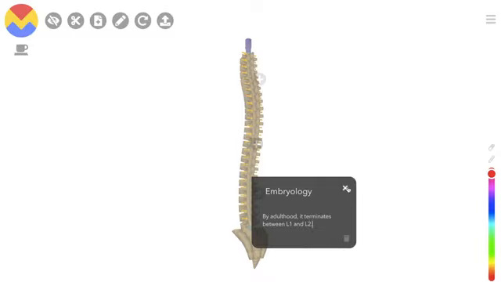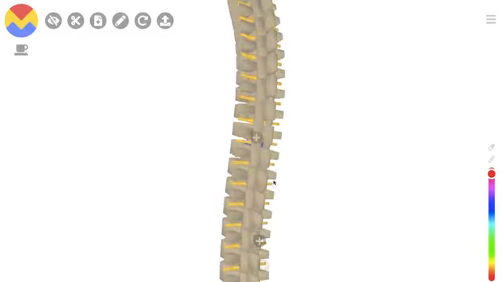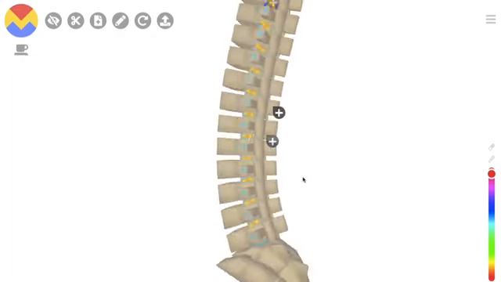So why is this important? Because when doctors are performing a lumbar puncture or an epidural, they need to access the subarachnoid space or the epidural space. But they do not want to put their needle through the spinal cord. So these procedures are performed below L3 in children and below L1 and L2 in adults.